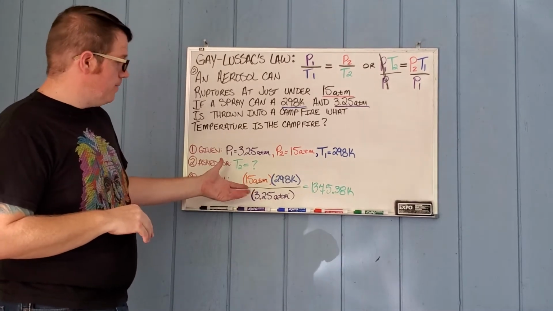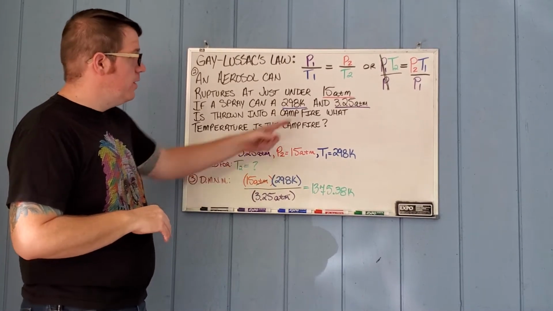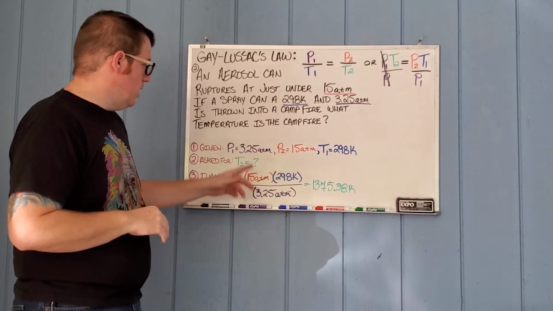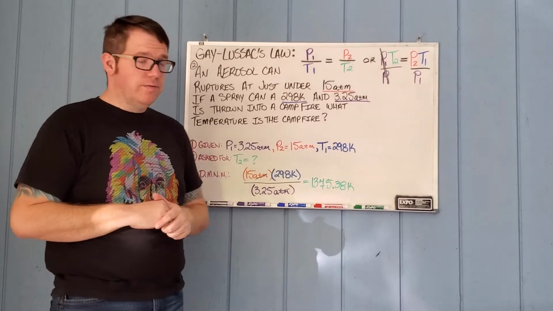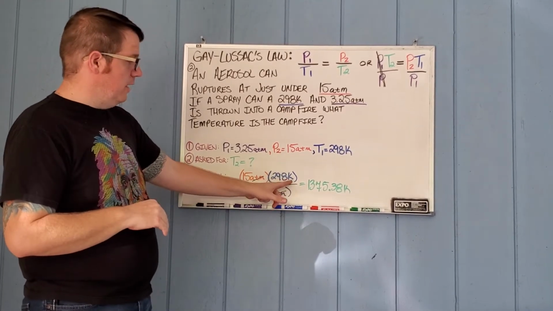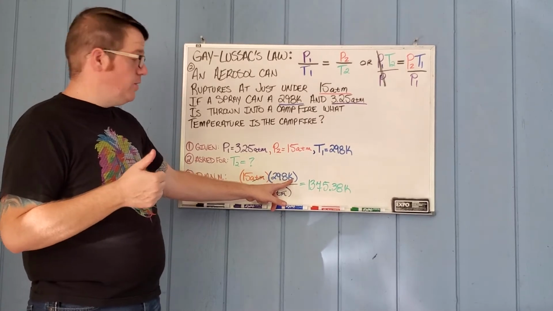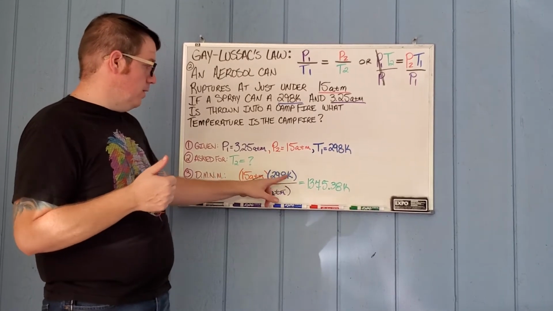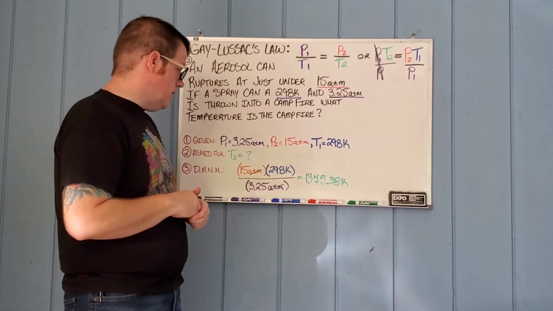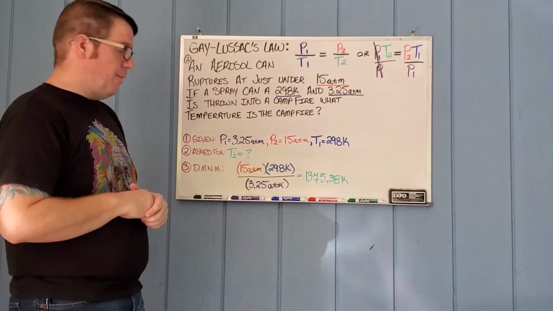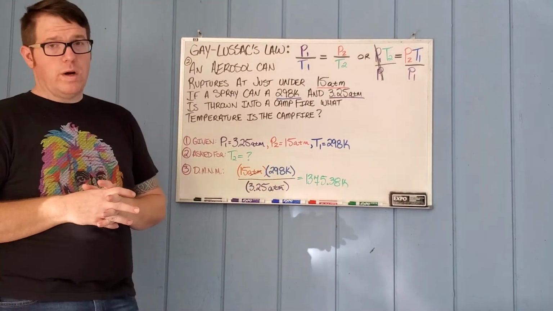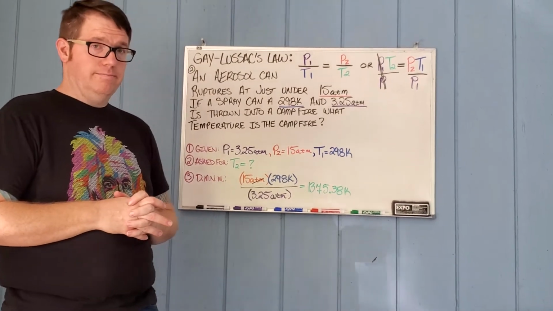Then I can plug and play. So I plug in my values for P2. P2 is 15 atm. Okay. T1 is 298 Kelvin. And my P1 is 3.25 atm. Cancel out my atmospheric unit to leave me with a temperature unit. That tells me I'm doing the right thing because I was asked for a temperature. I'm going to get a temperature. Now I just do some basic math. 15 times 298. Take that answer, divide that by 3.25, and I should end up with 1375.38 Kelvin.